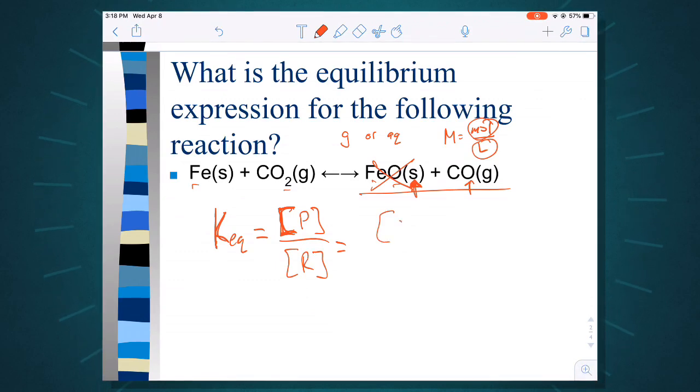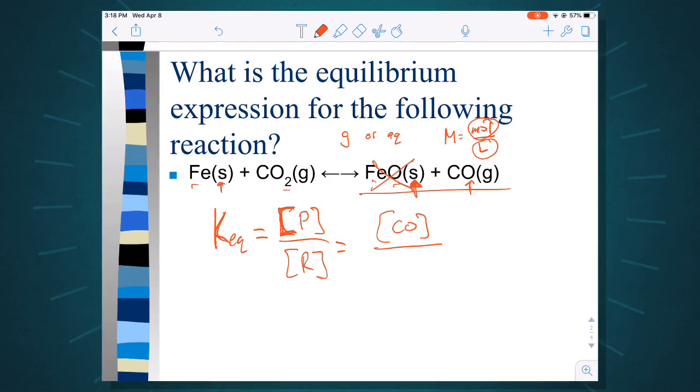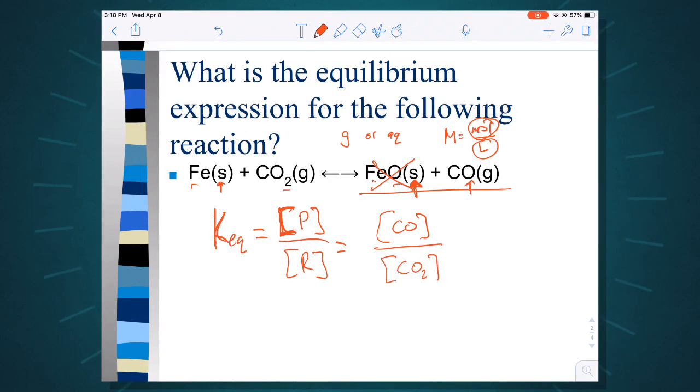So we're going to go ahead and put CO up on top. And then we're going to go ahead and leave out the FeO. So now we're going to go down to the reactants. This one, once again, is a solid and can be ignored. And we're going to go ahead and have our gas on the bottom. And so this is going to be CO2. And then we would go ahead and plug in whatever numbers or values they give us.